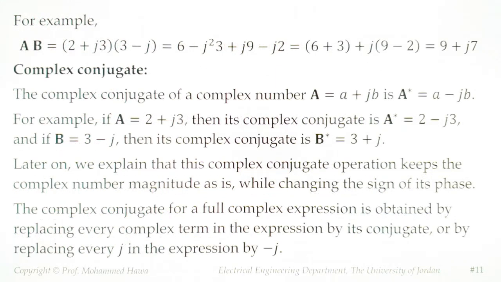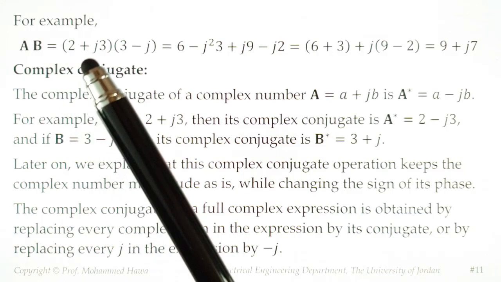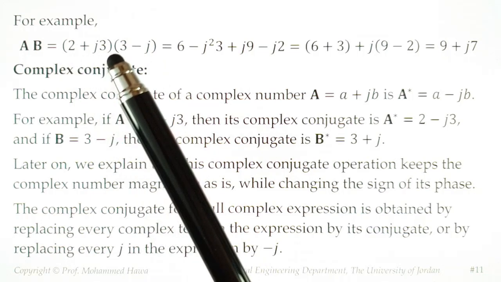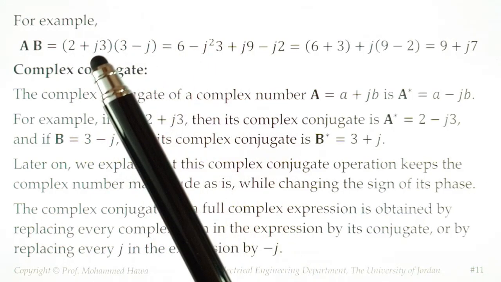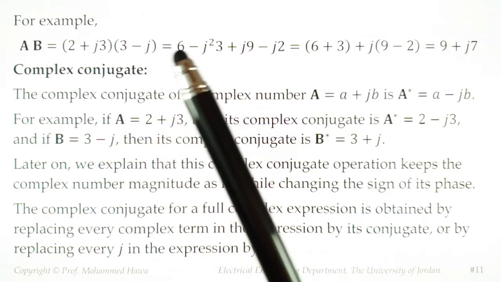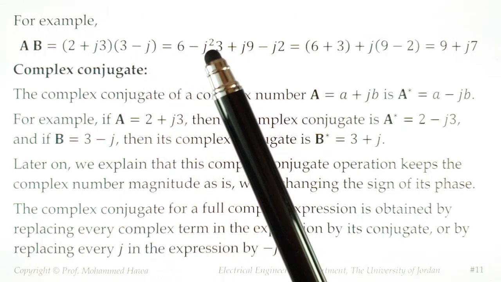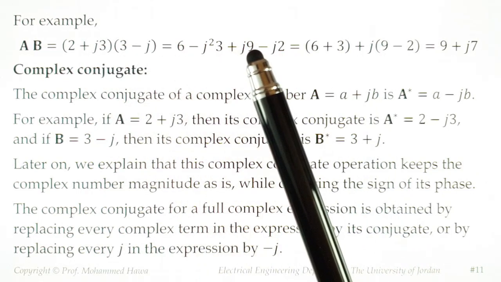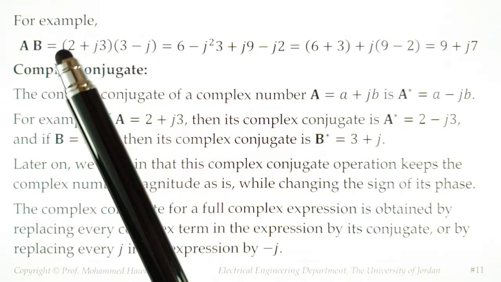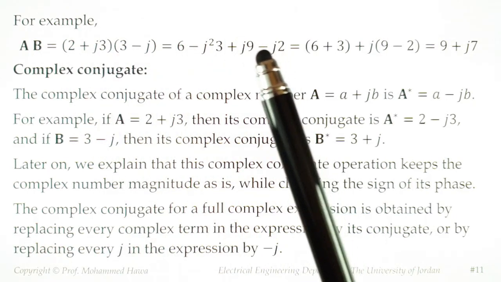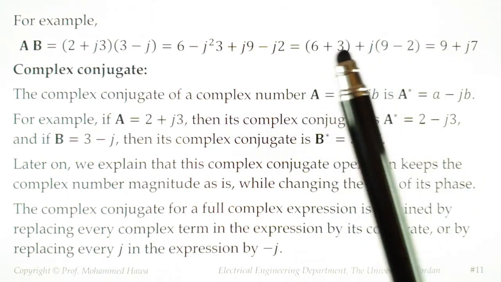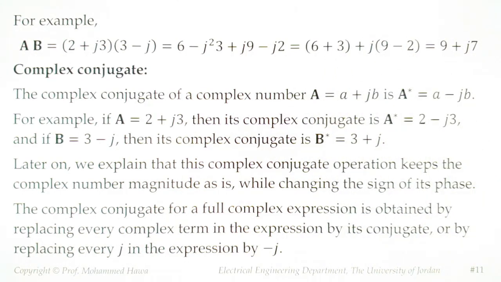Let's solve an example. Say I want to multiply the complex number 2 plus j3 times the complex number 3 minus j. I'm going to multiply 2 by 3, that's 6, and then multiply j3 by minus j. That's minus j squared 3, which is plus 3. And then I'm going to multiply j3 by 3, that's j9, plus minus j multiplied by 2, that's minus j2. And those two are 9 minus 2, so they give you j7. 6 plus 3 gives you 9, and the answer of the multiplication is 9 plus j7.